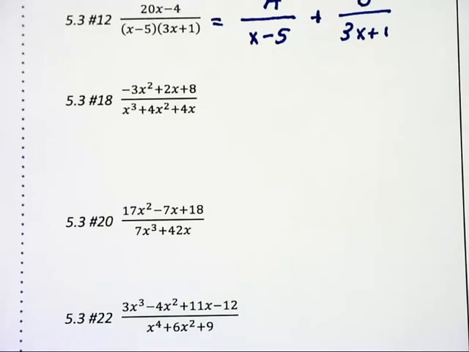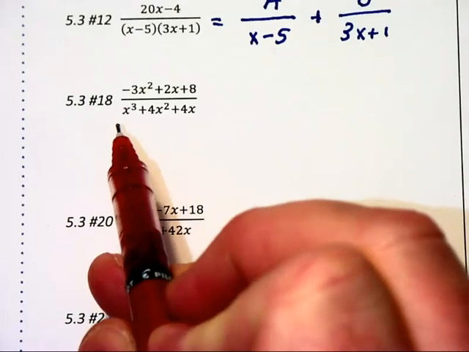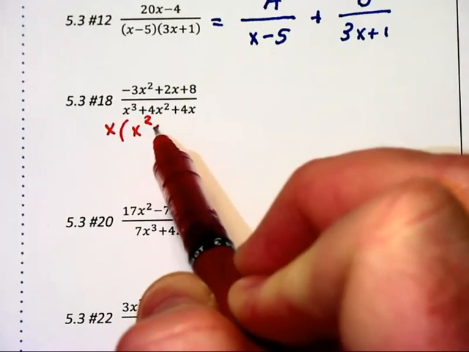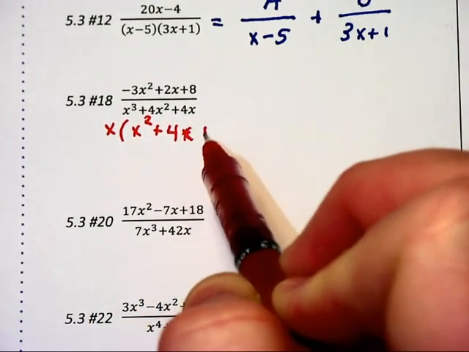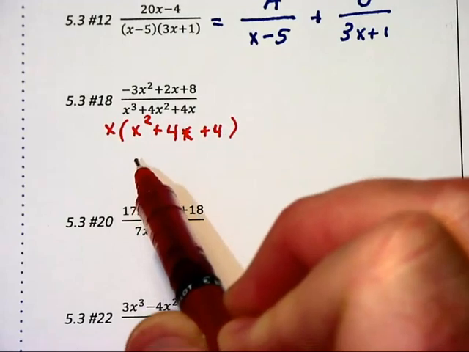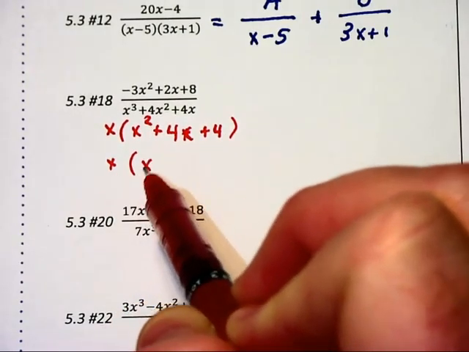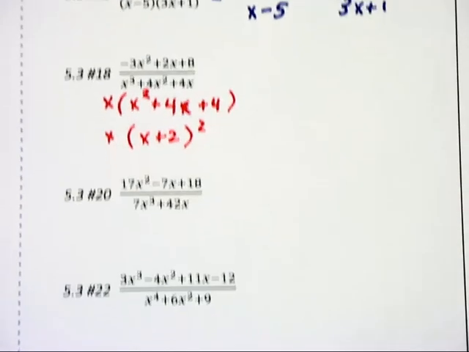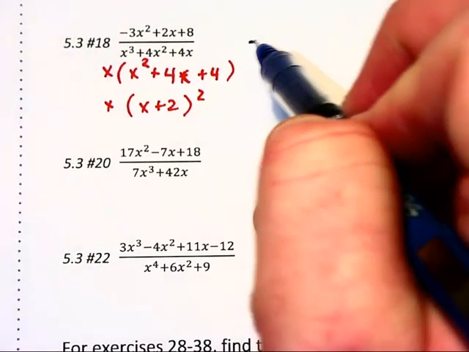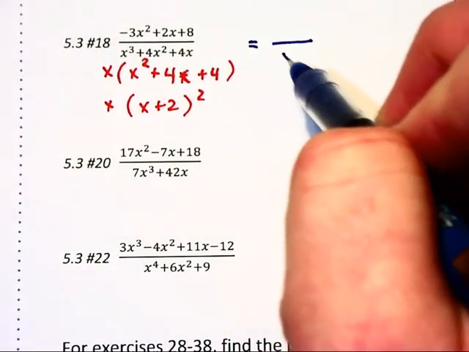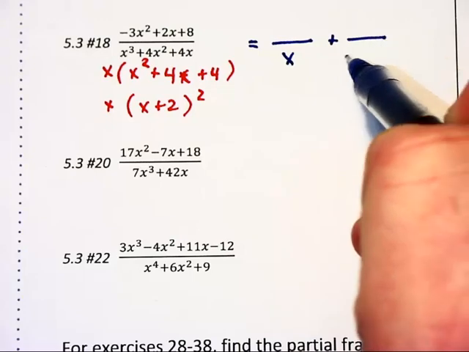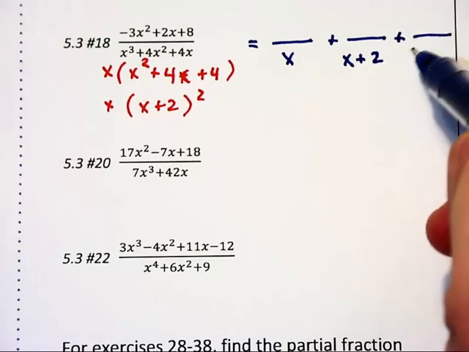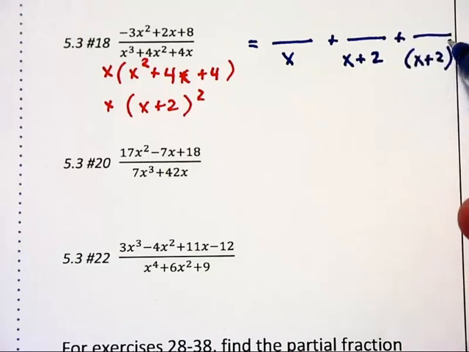In this second problem, we notice that the denominator is cubic. We can begin by factoring out an x, have x squared plus 4x plus 4 left over, and that is going to factor into x times (x plus 2) quantity squared. So you would think that when we split this up into partial fractions, our two fractions are going to end up being something over x plus something over x plus 2. Well, it turns out we need a third fraction with (x plus 2) quantity squared.